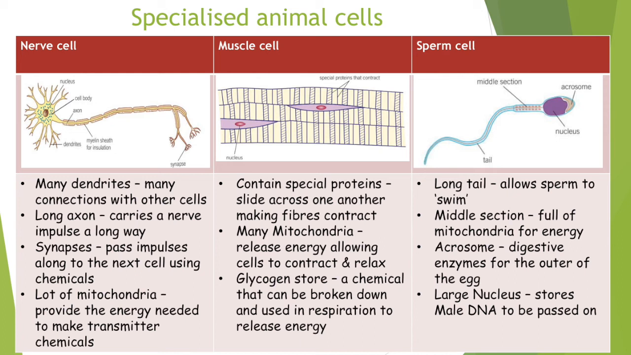There is an acrosome in the front part of the sperm, and this stores digestive enzymes which break down the outer layer of the egg, allowing the sperm to get in. And finally, it has a large nucleus to contain all of the genetic information that needs to be passed on. So that's everything you need to know about the animal cells.